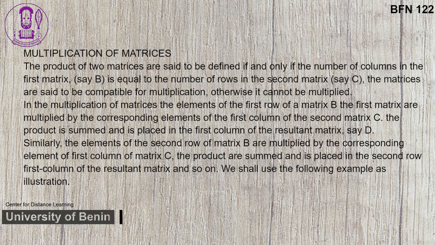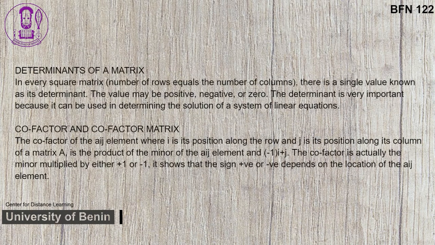In the multiplication of matrices, the elements of the first row of matrix B, the first matrix, are multiplied by the corresponding elements of the first column of the second matrix C. The products are summed and placed in the first row, first column of the resultant matrix, say D. Similarly, the elements of the second row of matrix B are multiplied by the corresponding elements of the first column of matrix C. The products are summed and placed in the second row, first column of the resultant matrix, and so on.